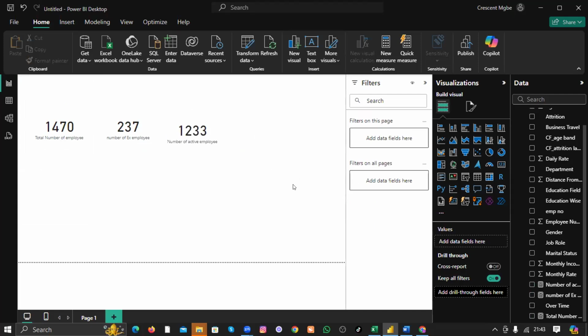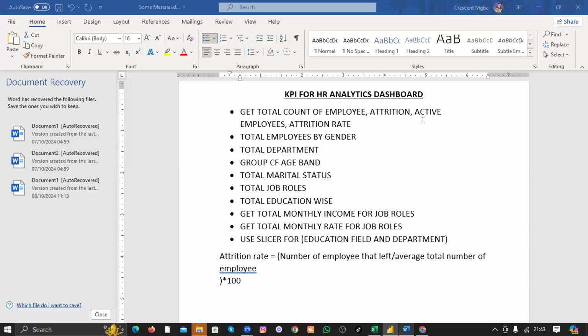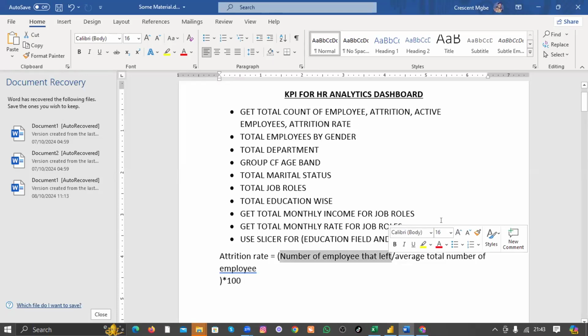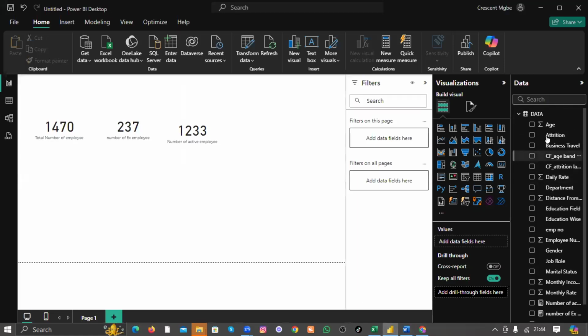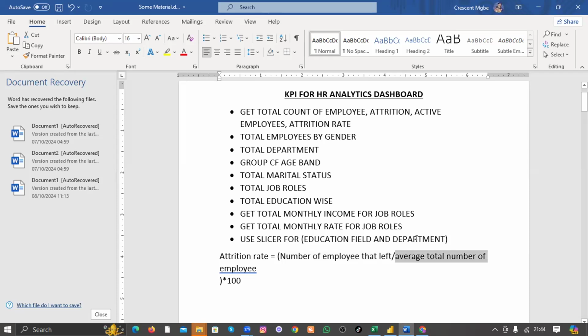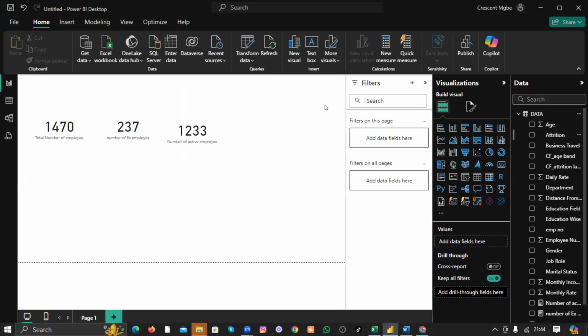So the next thing we need to calculate now is the attrition ratio. I remember the formula that we are using: number of employees that have left the company over the average of total employees multiplied by 100. So let's try to create a new measure, but we cannot create it because we don't have the average. What we have is the total number of employees. So we need to have the average of that total number of employees first.